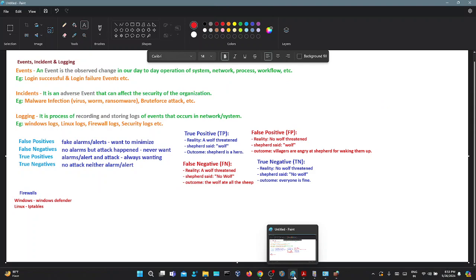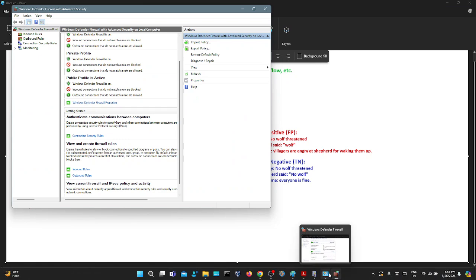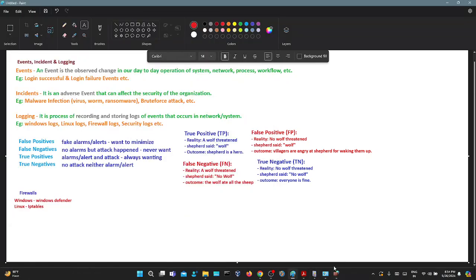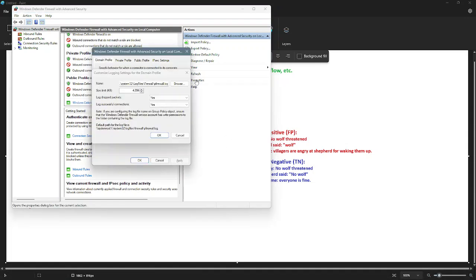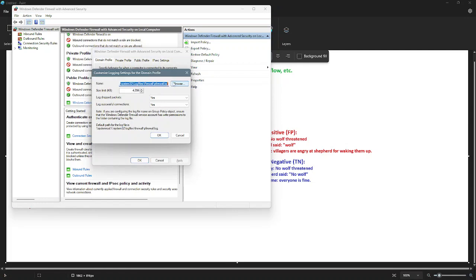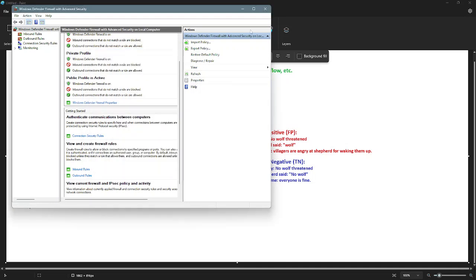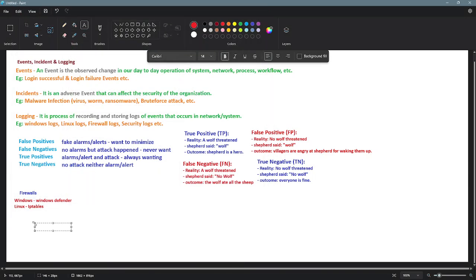So this is the place where you will get the firewall logs. This is the point where you can know where the Windows firewall logs are stored.